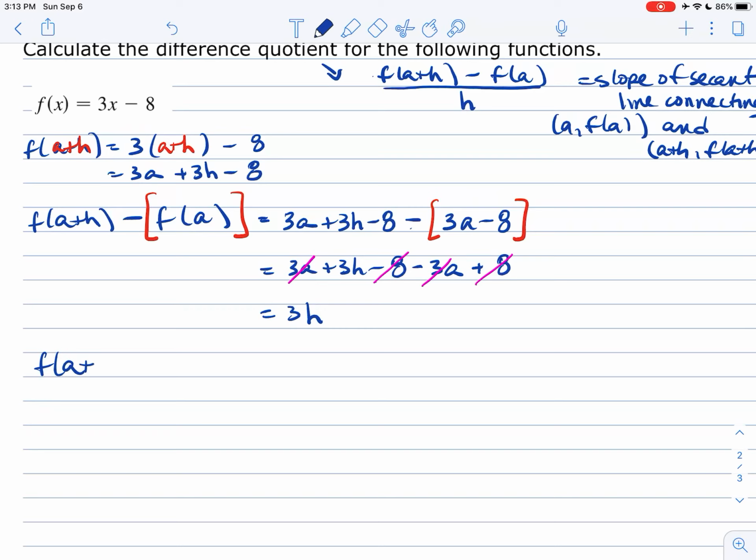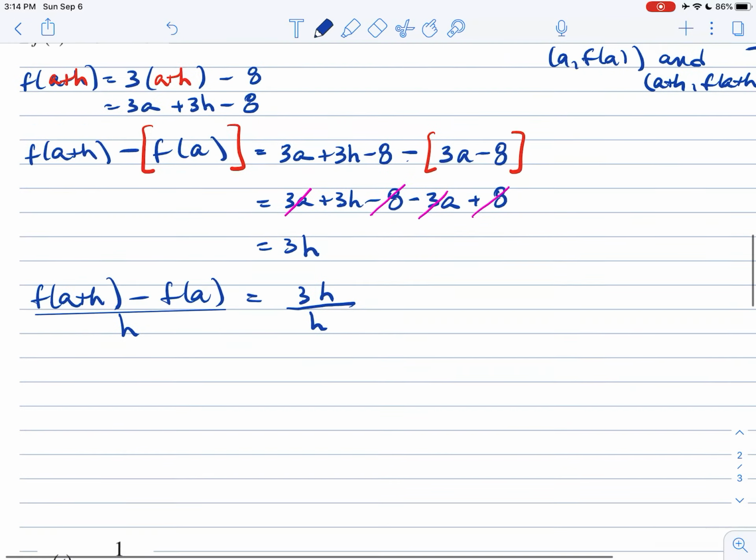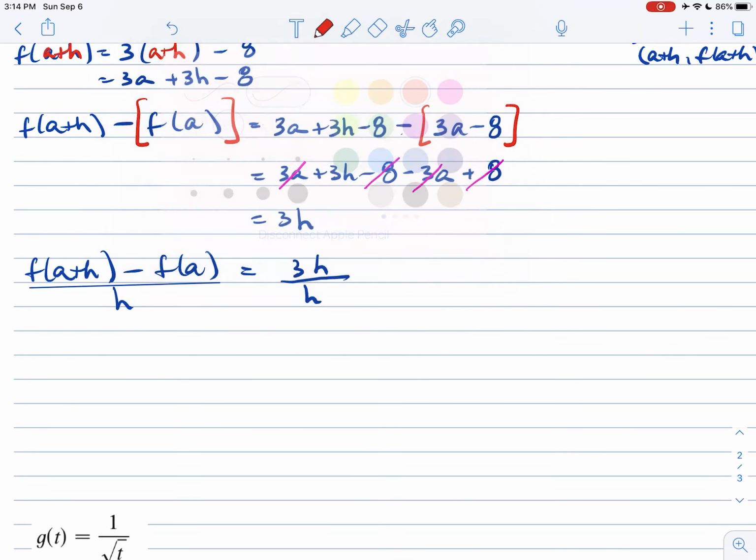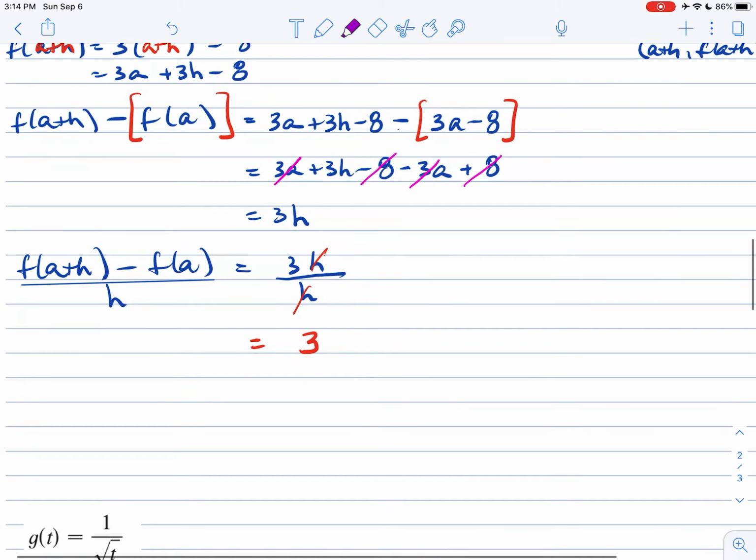In our final step we do f of a plus h minus f of a, and now we want to divide that entirely by h. So we are going to divide this side by h. We can now cancel our h, and we end up with 3. And that is the value of our difference quotient.